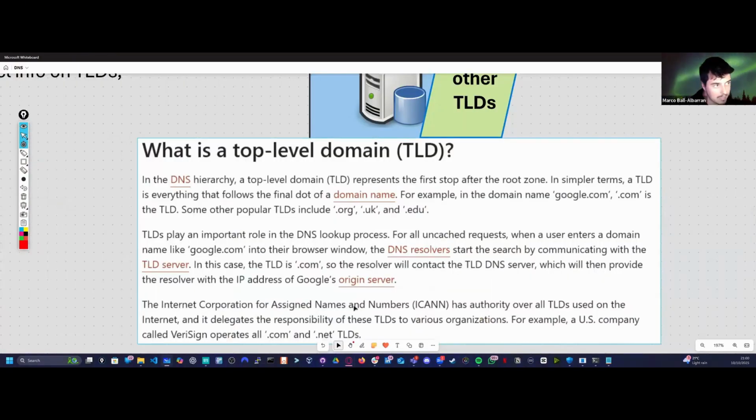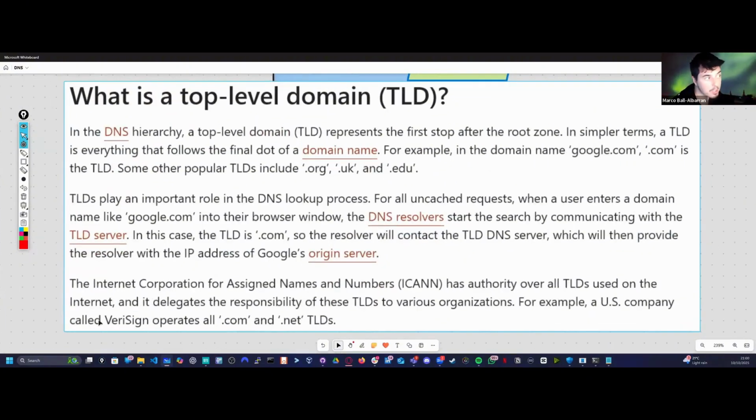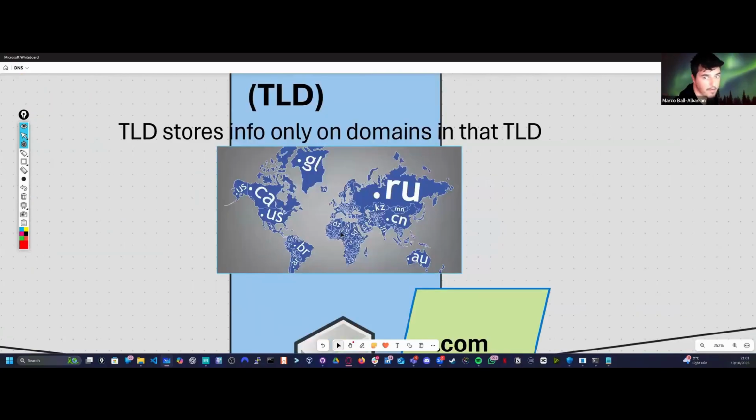Anyway, IANA and ICANN delegate the management of those TLDs to organizations, and those organizations are called registries. For example, a US company called VeriSign is responsible for the .coms and the .nets. So IANA delegates management to the registries. I've got an example here.